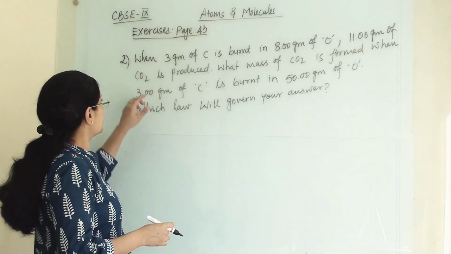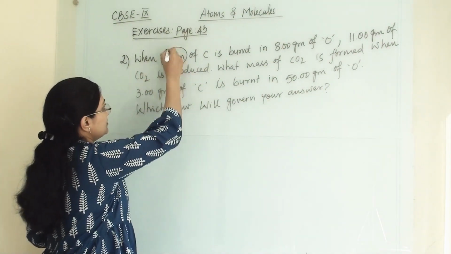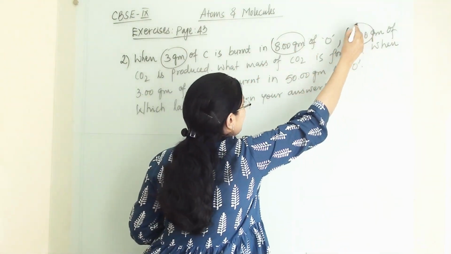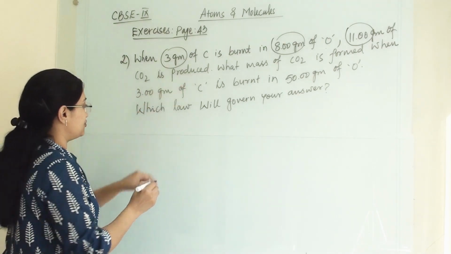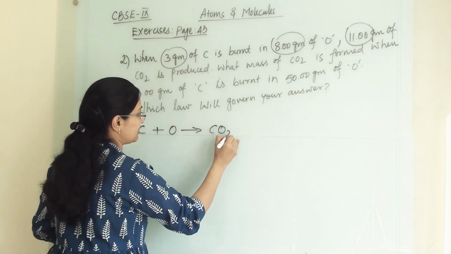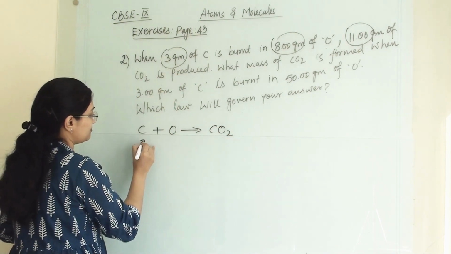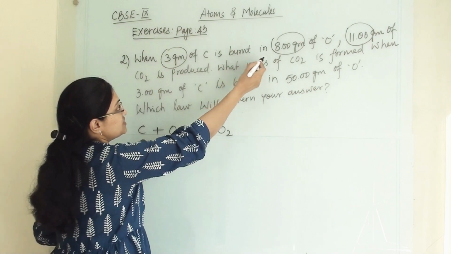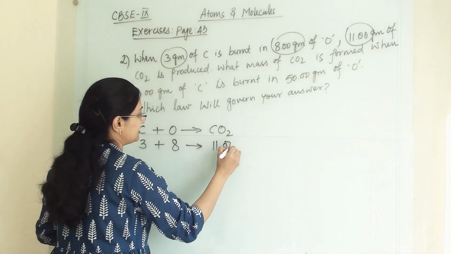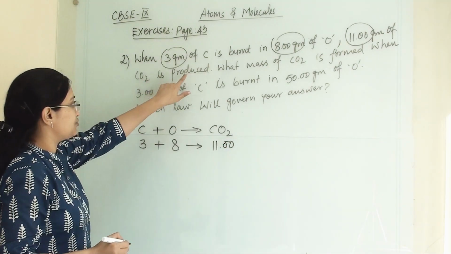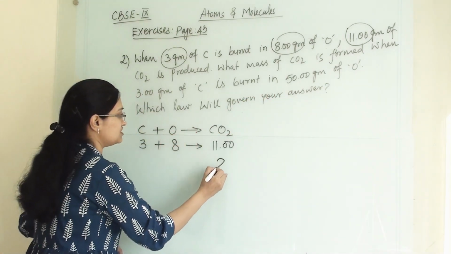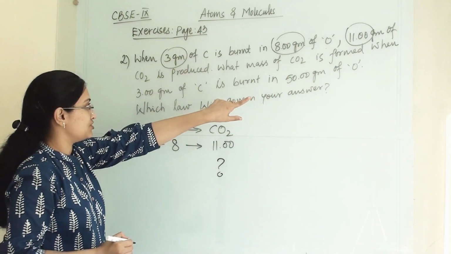Our next question is, when 3 gram of carbon is burnt in 8 gram of oxygen, 11 gram of carbon dioxide is produced. So carbon plus oxygen will give us carbon dioxide. 3 gram of carbon is burnt in 8 gram of oxygen and 11 gram of carbon dioxide is produced. What mass of carbon dioxide is formed?